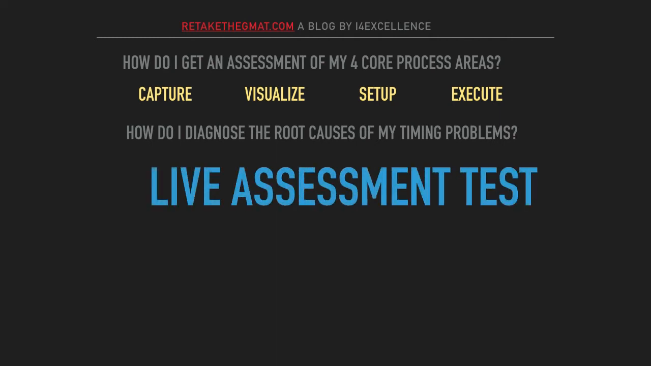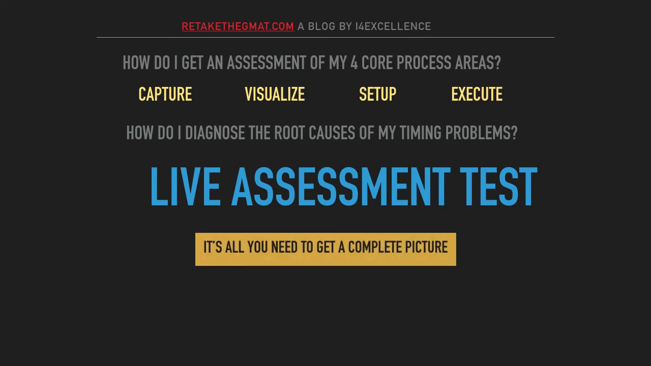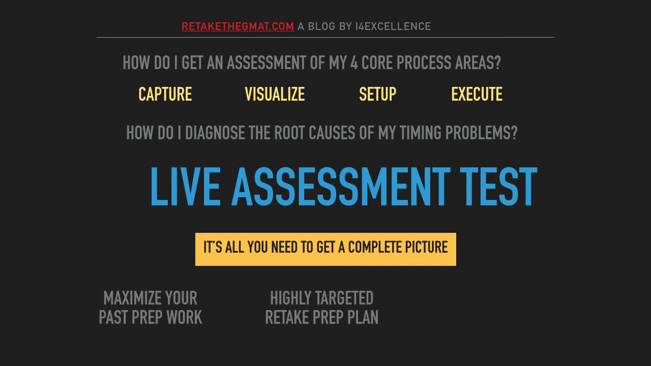Well, the only way to do that is a live assessment test, where you have someone shadowing you, an expert coach, who provides you with insights into how you're performing on the test across the process areas, as well as how you're managing your time and addressing the time management issues that you have to face in the test. It's all you need to really get a complete picture that lets you build a retake plan that maximizes your past test prep work, provides you with a highly targeted retake prep plan, and minimizes your time to retake.